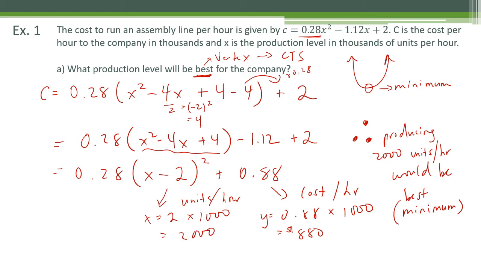So if we were to add to our little picture here, let's just say there's an X and a Y. Our vertex, that was 2,000, and our cost was 880.